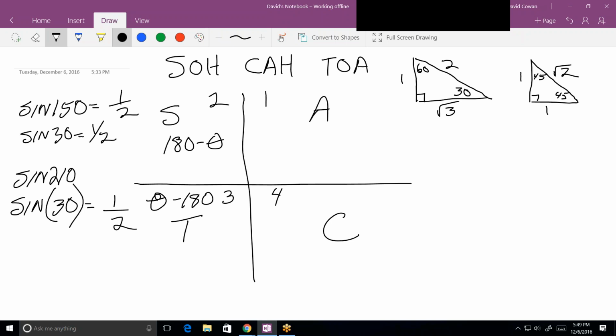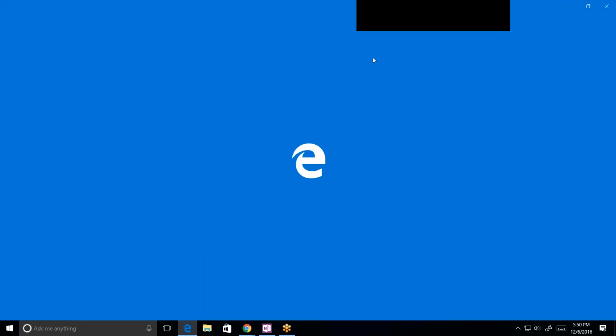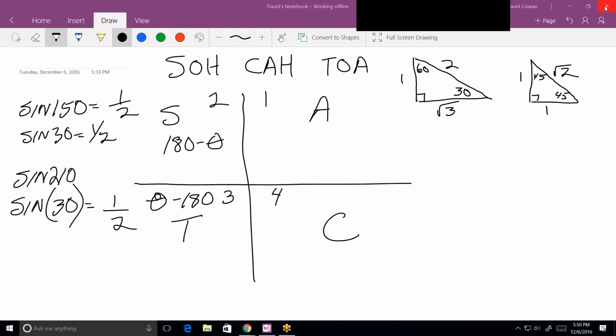Third quadrant. What's positive in the third quadrant? Everything else is negative. So what is sine in the third quadrant? All students take calculus. It tells you which trig functions are positive in these quadrants. Well, tangent's positive. Okay, so what's sine? If tangent's the only one that's positive, then sine has to be what? Sine has to be negative. So the sine of 210 is going to be negative 1/2.